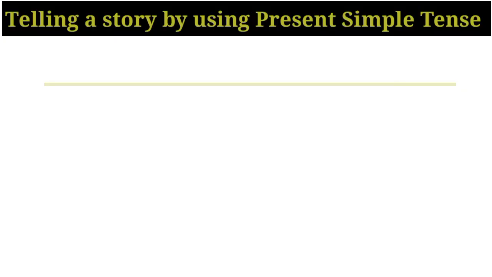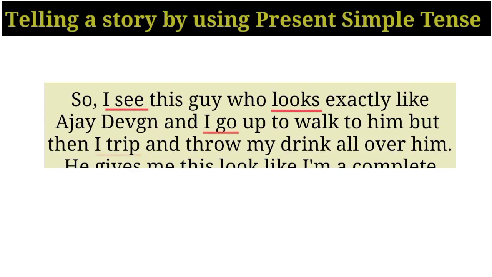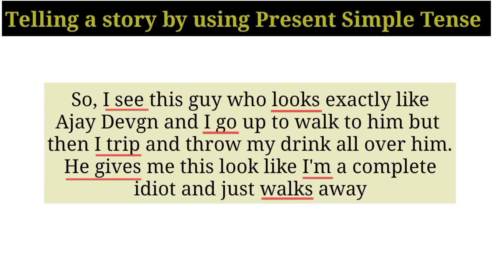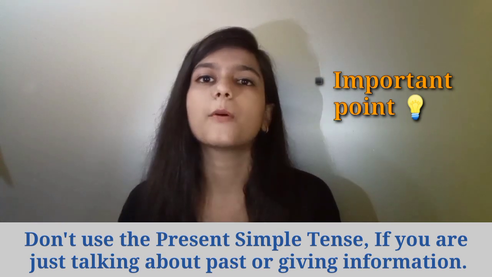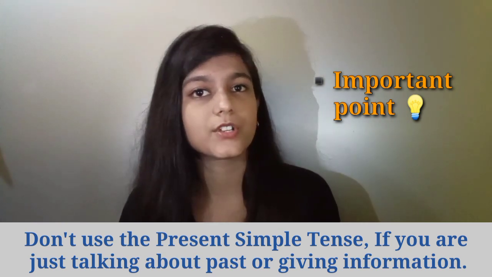For example, so I see this guy who looks exactly like Ajay Devgan and I go up to talk to him. But then I trip and throw my drink all over him. He gives me this look like I'm a complete idiot and just walks away. Important point: don't use the present simple tense if you're just talking about the past or giving information.